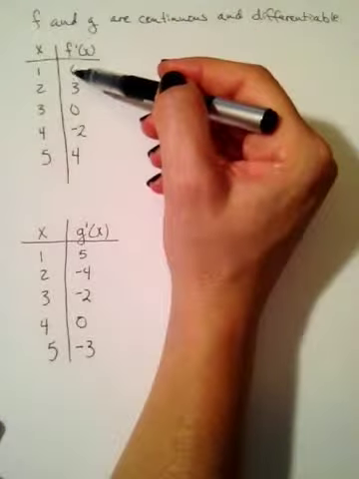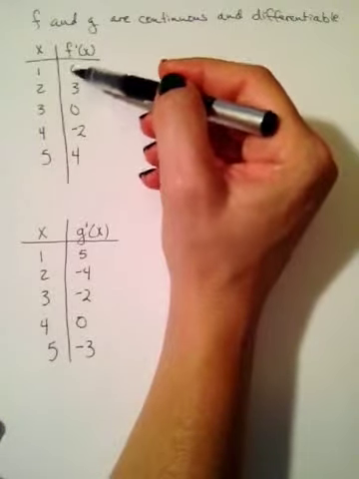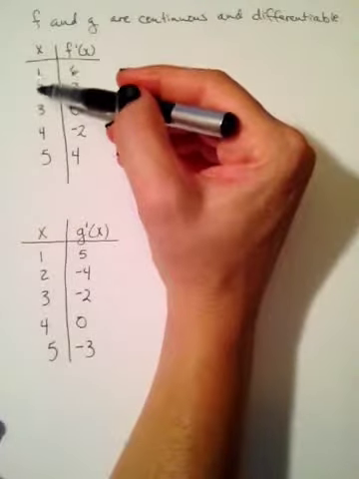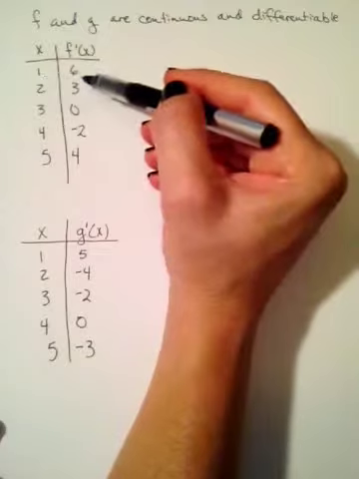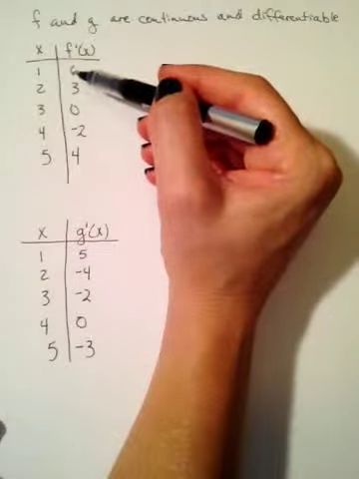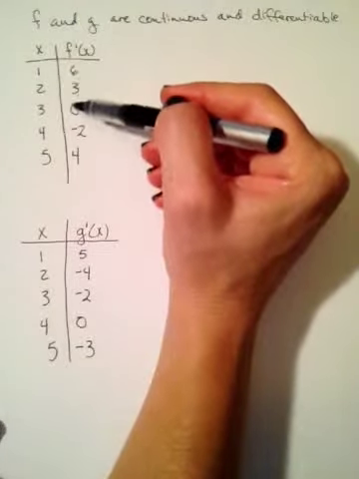For example, I don't know that there's not a relative max or a min between x equals 1 and 2 because I don't know the x and f prime of x values between 1 and 2. So all kinds of things could be happening between these points.